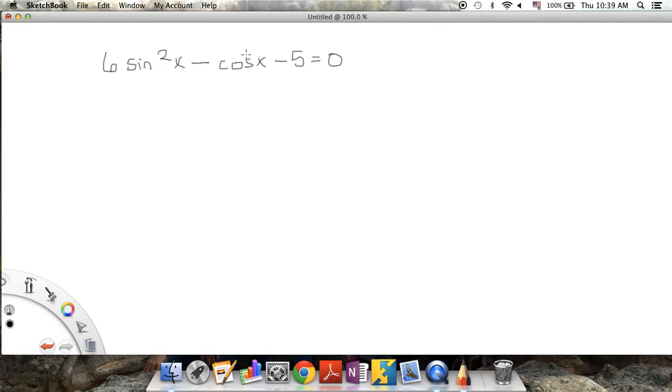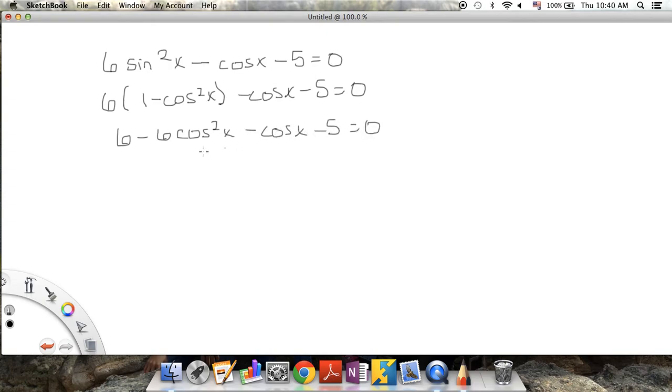We see a sine squared here and a cosine to the first power here, and we think, well, we could use that polynomial form, but the problem is this is a sine and this is a cosine. Well, there is a way to fix that, though, isn't there? Because we could use our Pythagorean identities and replace this so that we have a cosine squared. So now we have 6 minus 6 cosine squared x minus cosine x minus 5 equals 0. Combine my like terms and I get -6 cosine squared x minus cosine x plus 1 equals 0.